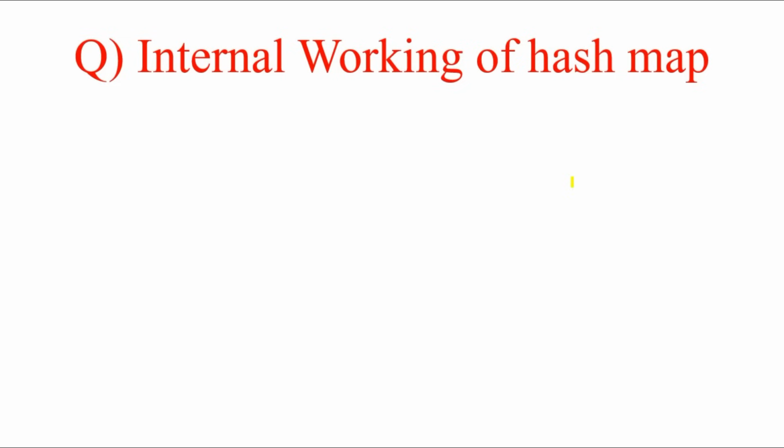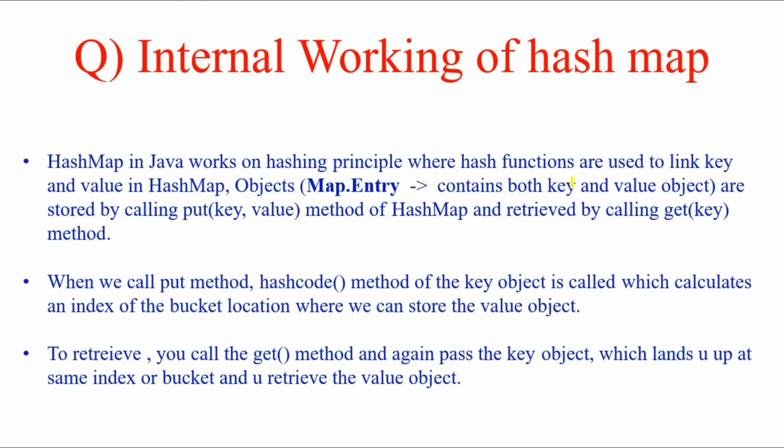Now, the next important question is about the hash map and the internal working of hash map. They will always expect you to have a complete understanding of how it actually works. So let's see how it works. How does hash map work? Hash map in Java works on a hashing principle, where a hash function is used to link the key value pair. Whenever you provide a key to the hash function, it provides you some value, and that value is nothing but an index, where your hashing will make your value stick into the particular hash table.